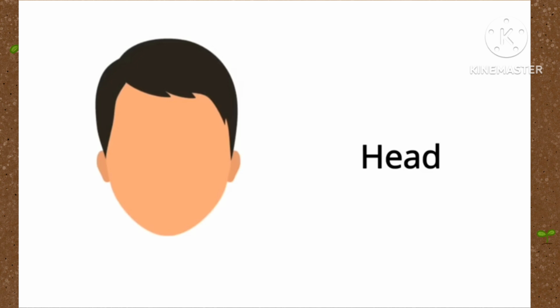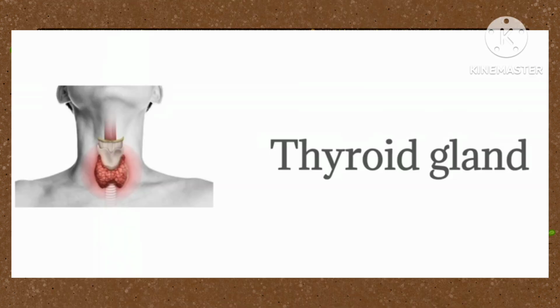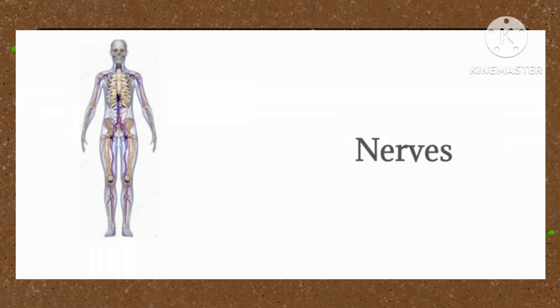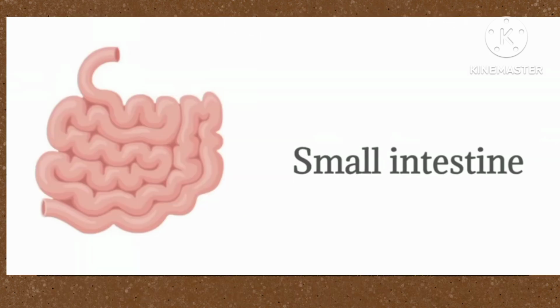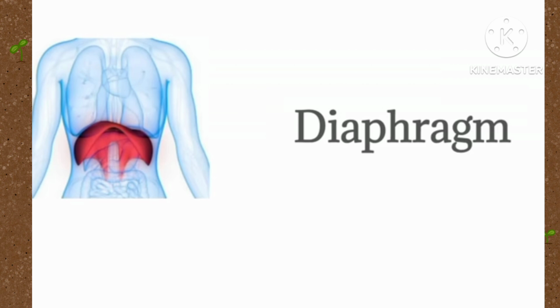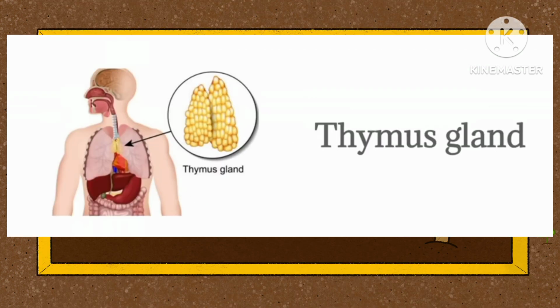Head. Head. Thyroid gland. Thyroid gland. Nerves. Nerves. Large intestine. Large intestine. Small intestine. Small intestine. Diaphragm. Diaphragm. Thymus gland. Thymus gland.